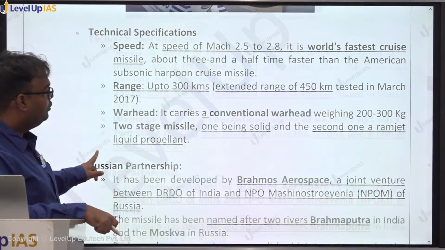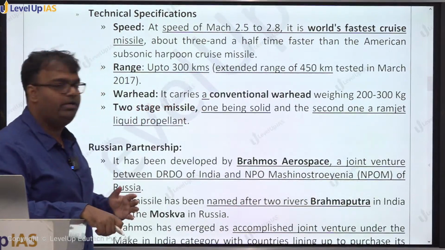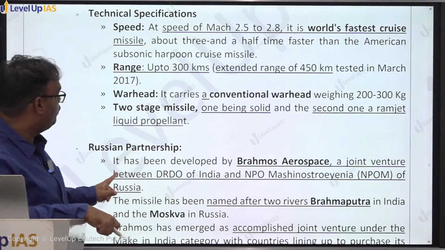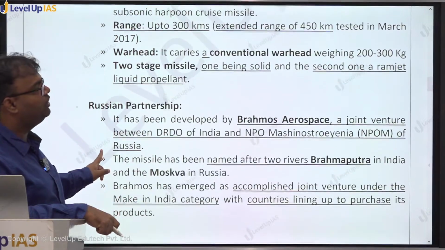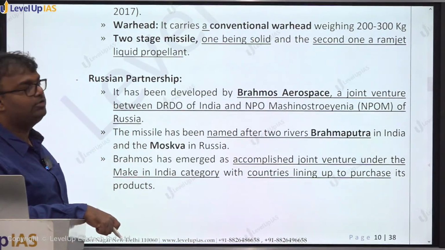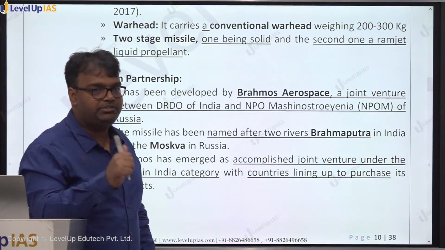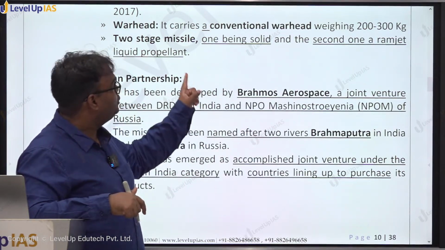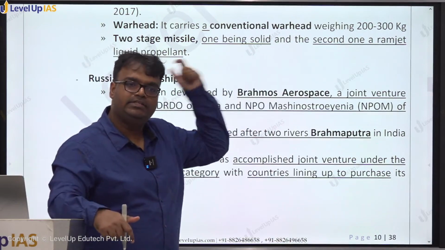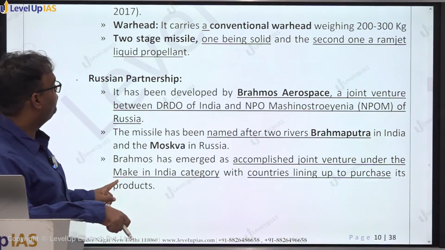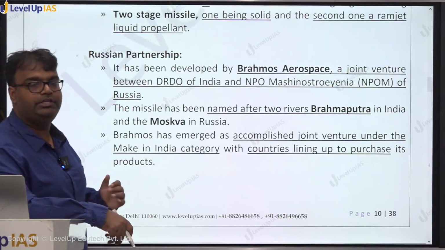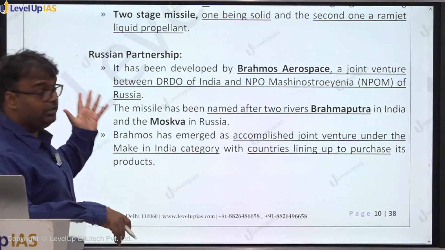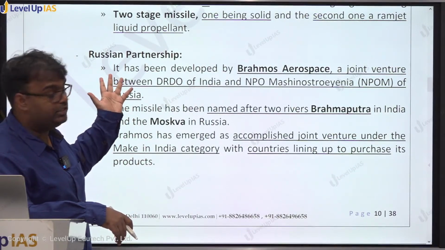BrahMos extended range warhead. It carries a conventional warhead, not nuclear wala. It carries a conventional warhead. Two-stage missile है, one being solid and the second one being ramjet liquid propellant. Now हमने scramjet पढ़ा है ना? Here we'll understand scramjet, ramjet दोबारा से. तो it has two-stage engine, one being solid, other is ramjet liquid propellant engine. It was developed in Russian partnership.